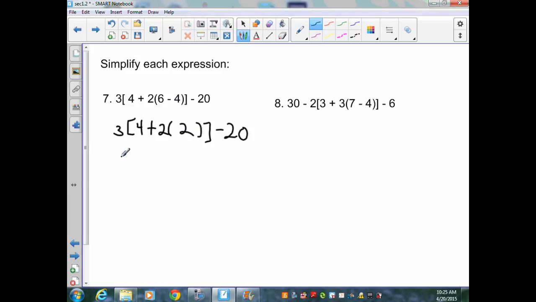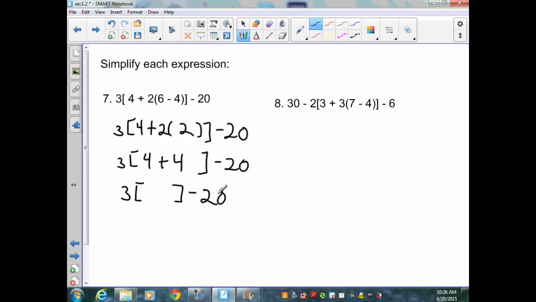Again, I'm going to copy everything down, 3 plus, and the minus 20. And now I'm going to perform this operation. Since I'm inside this grouping symbol, I have to do multiplication before I can add. 2 times 2 is 4. And I still have the plus sign. Bring down the 3, the brackets, and the minus 20.